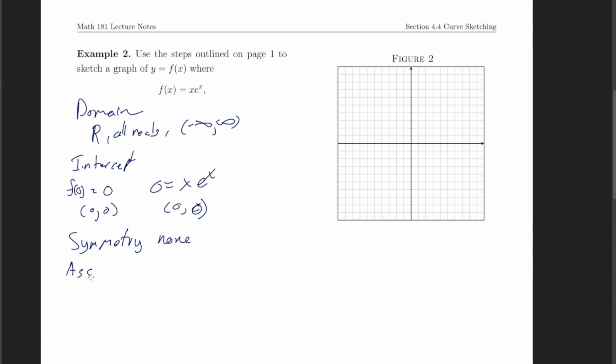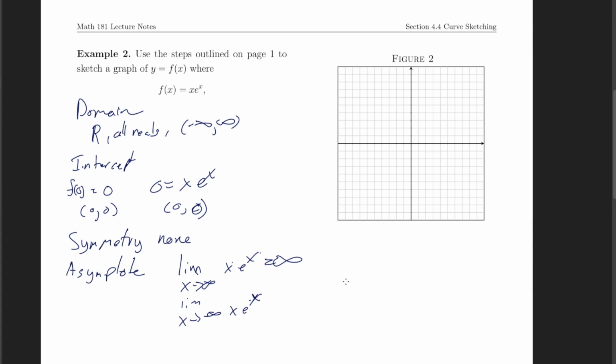And so we're just going to look at what happens with the asymptotes. Here we're going to look at the limit as x approaches infinity of x e to the x, and then the limit as x approaches minus infinity of x e to the x. Let's look at what happens here. As x goes to infinity, e to the x goes to infinity, so we can safely say this goes to infinity. For x going to negative infinity, x goes to negative infinity, and e to the x goes to 0.